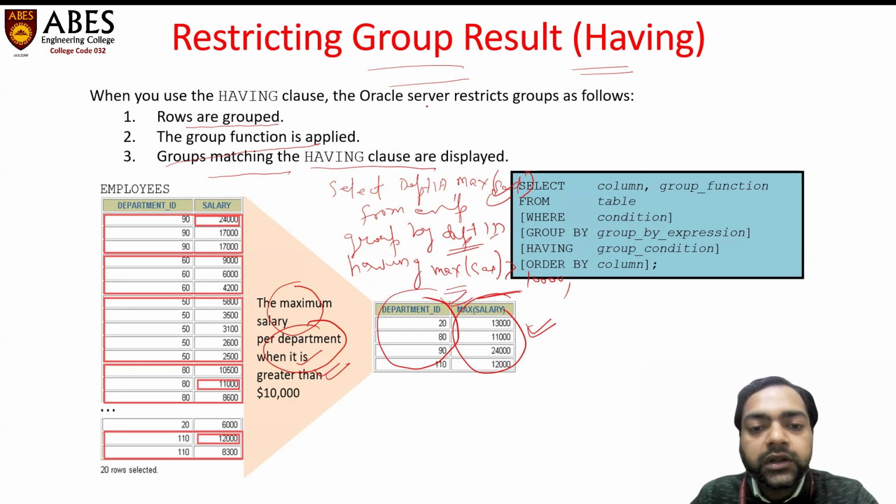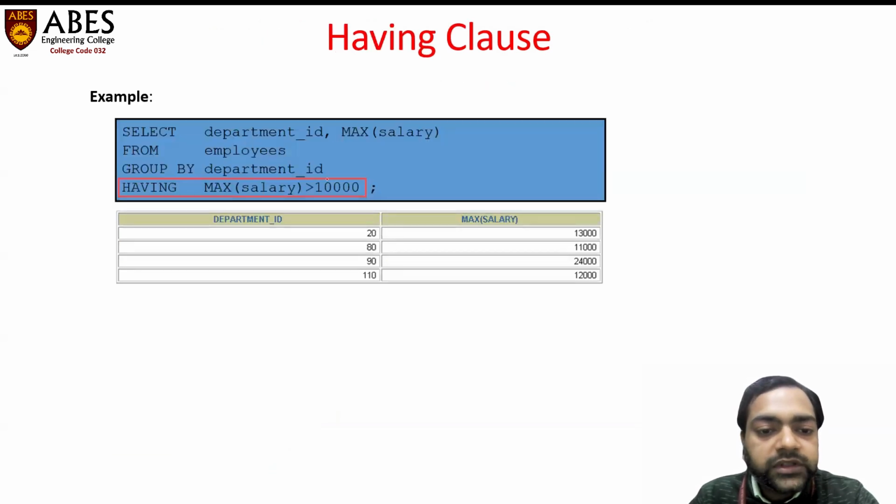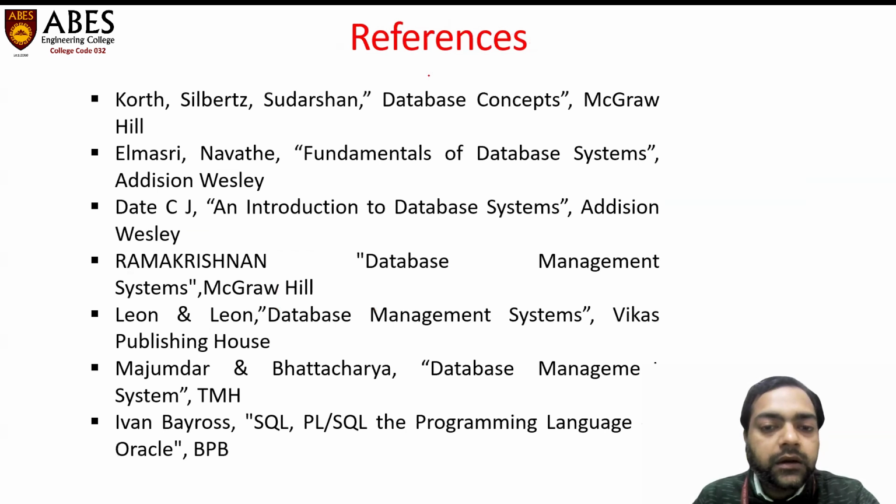So in this manner the having clause will be used. You can see the scenario, what we have written in our previous slide: select department id and maximum salary from employee, group by department, and after that we use the having clause, and the condition is that maximum salary must be greater than 10,000. So this will be your output, right? So in this manner, joins and the group by clause will be used in SQL, and these are the references through which we have taken the content to create this video.